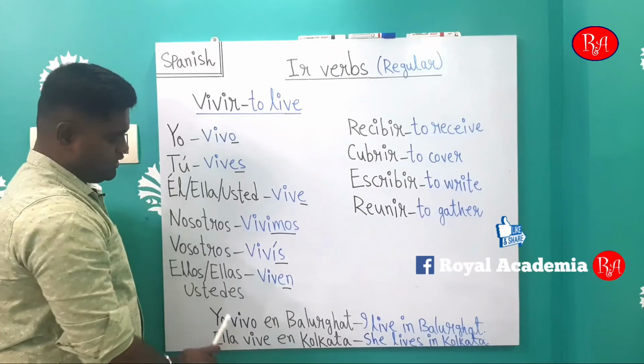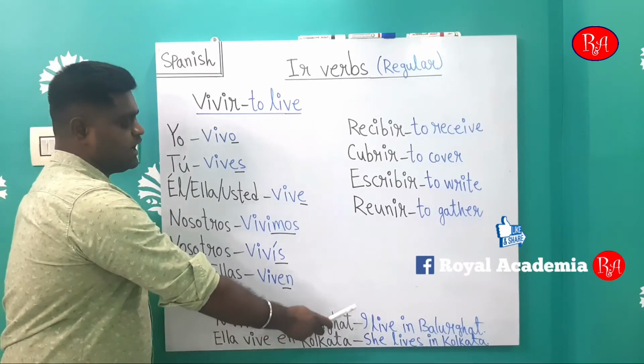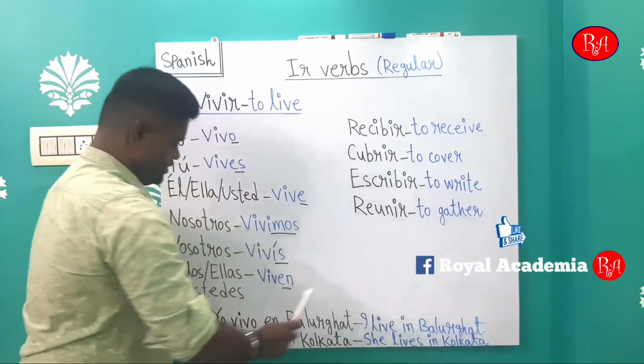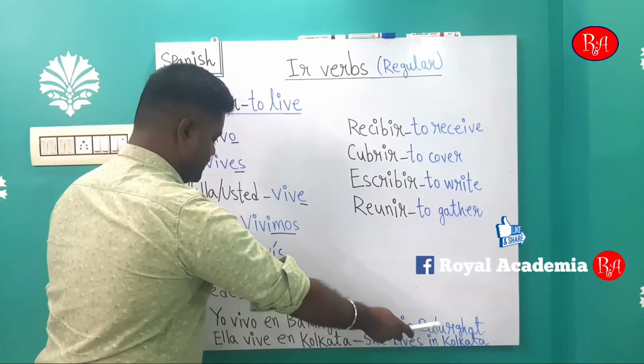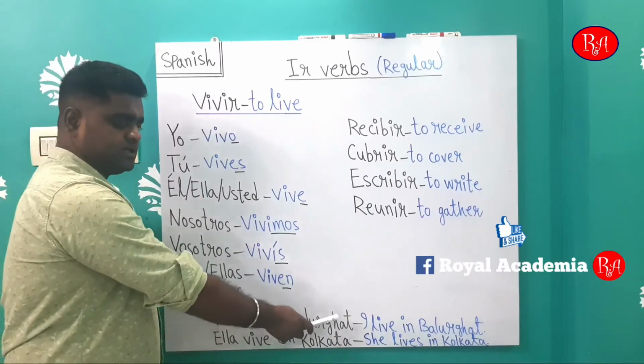For example, yo vivo en Balurghat. I live in Balurghat. Ella vive en Kolkata. She lives in Kolkata.